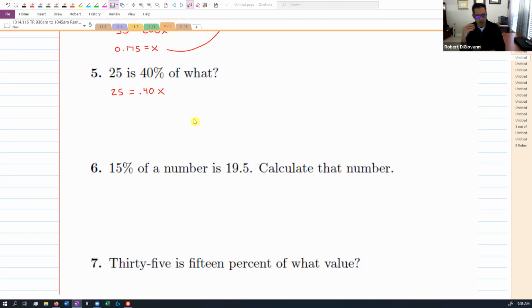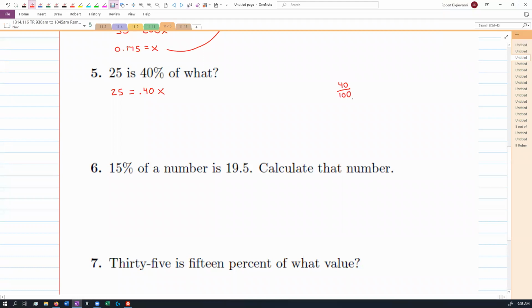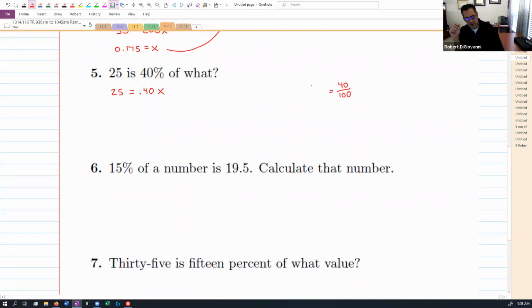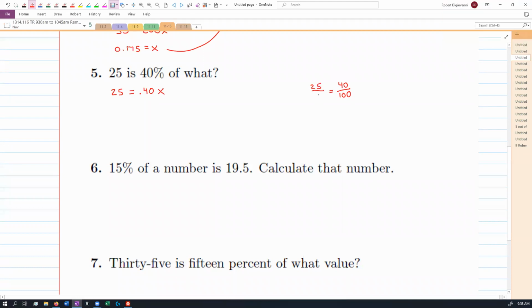And I got the same answer as if I did it the way that you just set it up. Okay, so let me just make sure I understand this. You were taught to rewrite the 40% as 40 over 100, and you set it up as a proportion, and you say 25 over X? Yes. Okay.